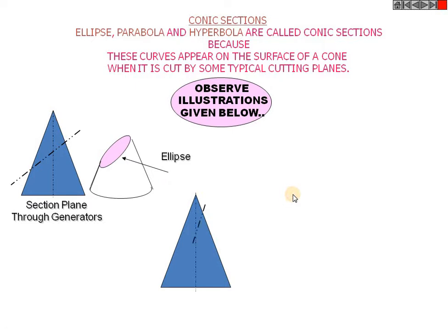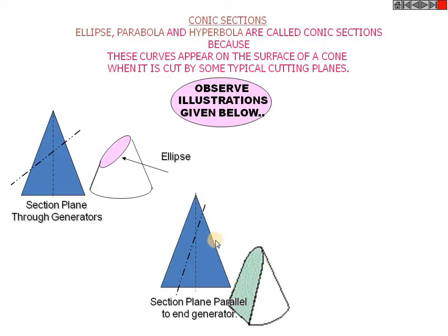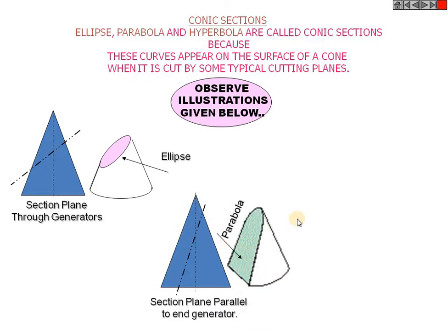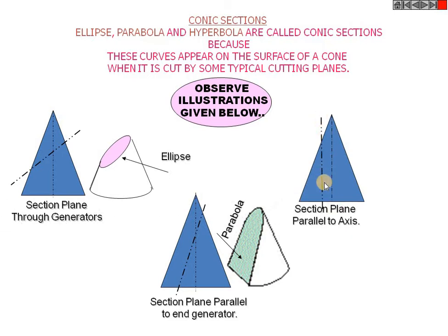To get the parabola, the section plane cuts the axis and it is parallel to the generator. So the resulting curve is a parabola. To obtain the rectangular hyperbola, the cutting plane cuts on one side of the axis and it is parallel to the axis. So the resulting curve is a hyperbola.